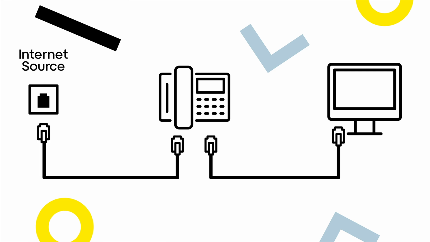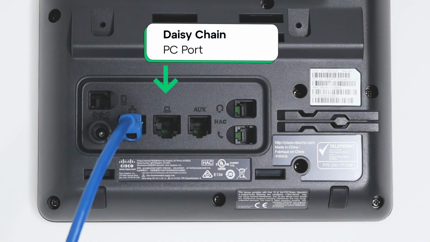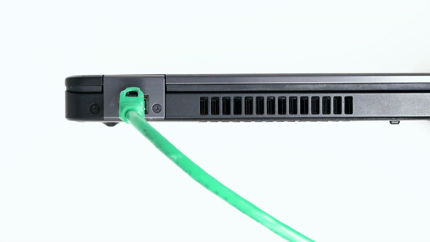You may only have a single access point to your internet source, but have more than one device that needs to use that simultaneously, like your phone and computer. You can share this source through daisy chaining. On your phone, this is done by connecting a different Ethernet cable to the PC port, which is also indicated with an icon. The other end of this cable will be plugged into the device you want to share your internet connection with. In this case, it is a laptop.